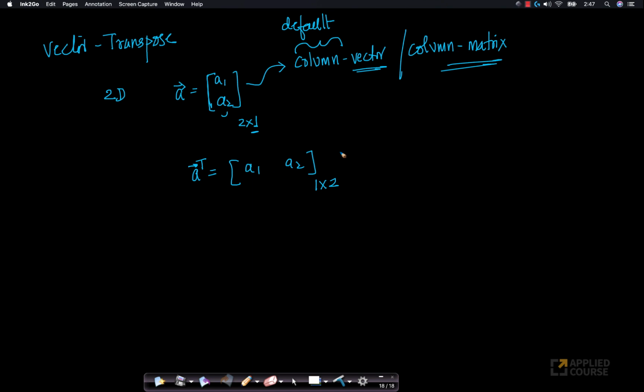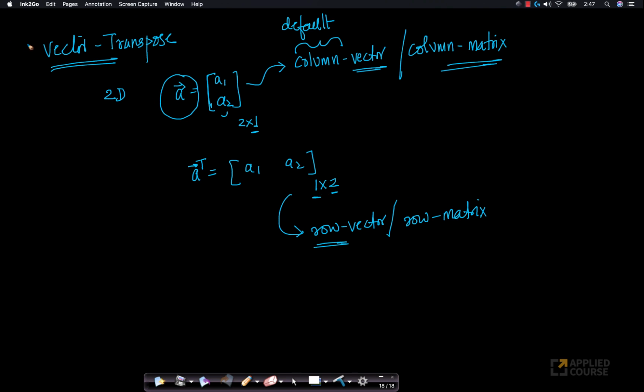Now, in this case, I have only one row. So this is called the row vector, or the row matrix. So if you have a vector A, which is a column vector, you can transpose it by making the column into a row and obtain a row vector or a row matrix, which has only one row but multiple columns. All this is good. So we have learned about vector transpose.